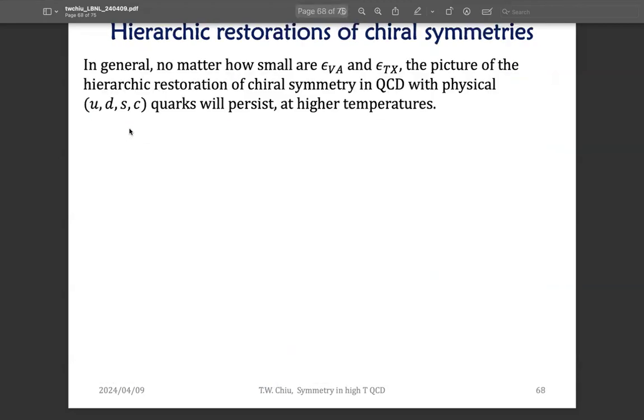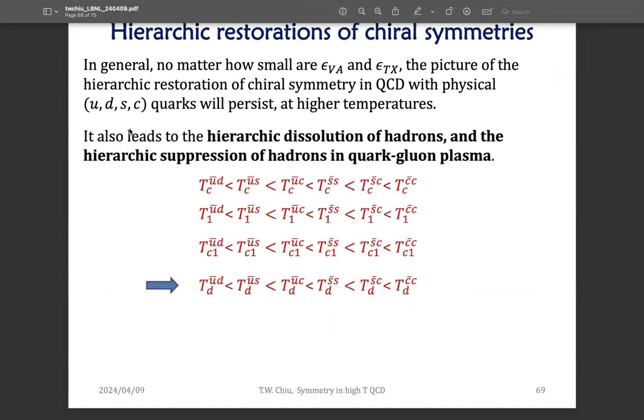So the conclusion is that in general, no matter how small the epsilon VA, epsilon T6, the picture of the hierarchic restoration of the chiral symmetry in QCD with physical UDSC will persist. Even though you give me, say, 10 to the minus 6, it will still manifest at high temperatures. So this is the relation I got.